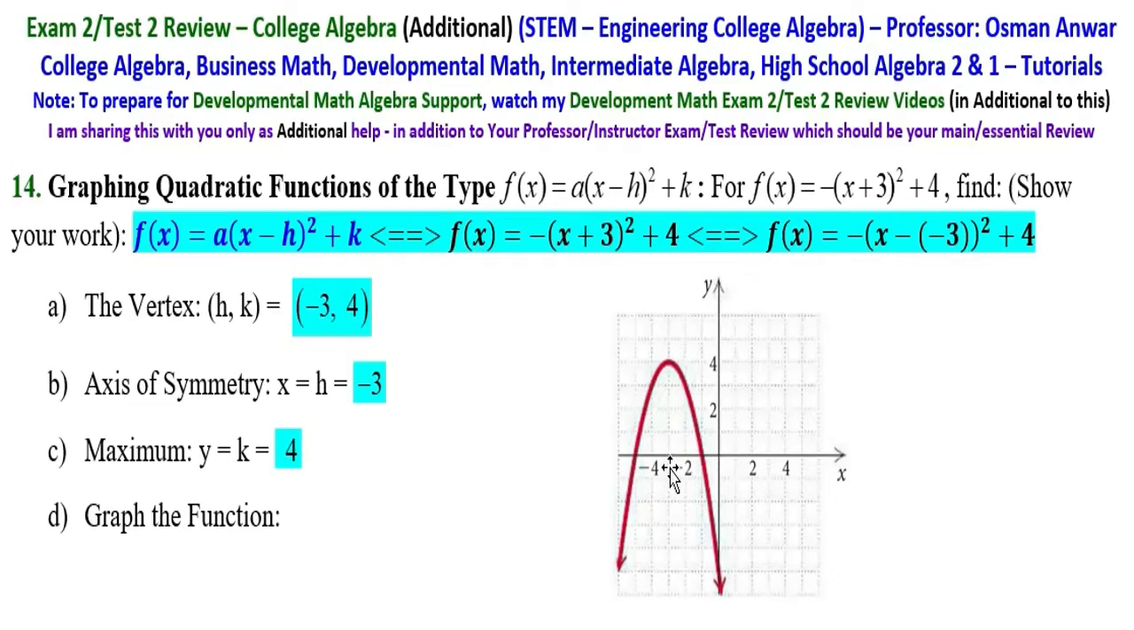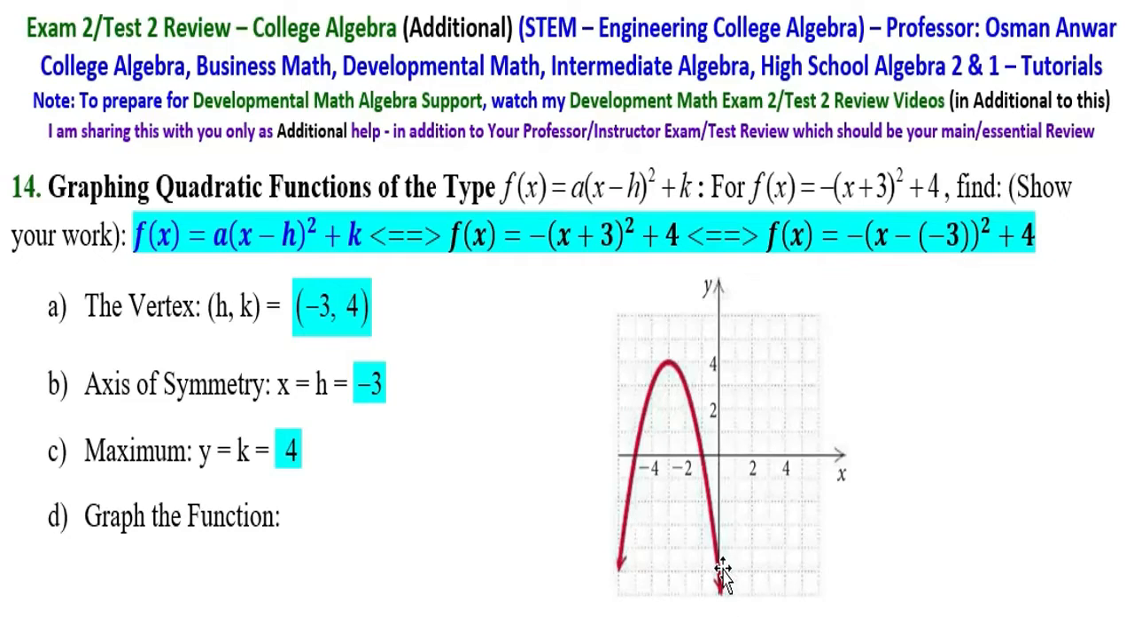Then the axis of symmetry is x equals minus 3. So that's the vertex. The maximum is 4, so you start at 4 and you draw the curve concave down, a curve that opens down. That is a quadratic, opens down.